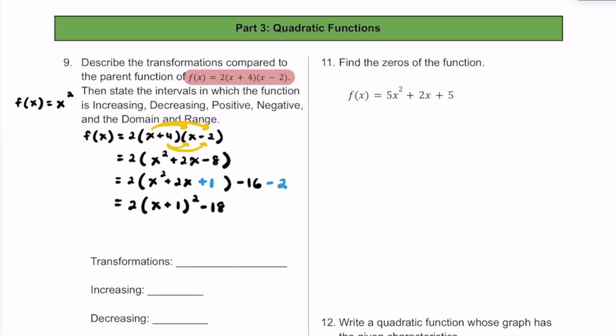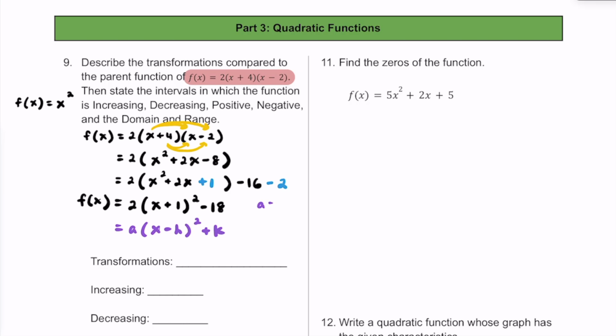All right, so right now it is in vertex form, so we can tell a few different things here. To refresh your memory, vertex form is a times x minus h squared plus k, so it's kind of like that absolute value function that we looked at earlier. And if we know the values of a, h, and k, that can help us out with the types of transformations here. So let's see what are the values that we have.